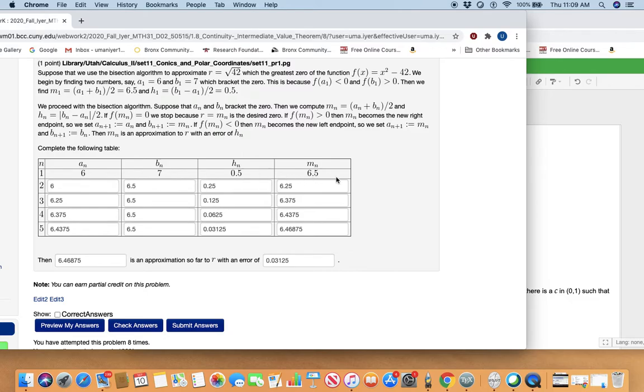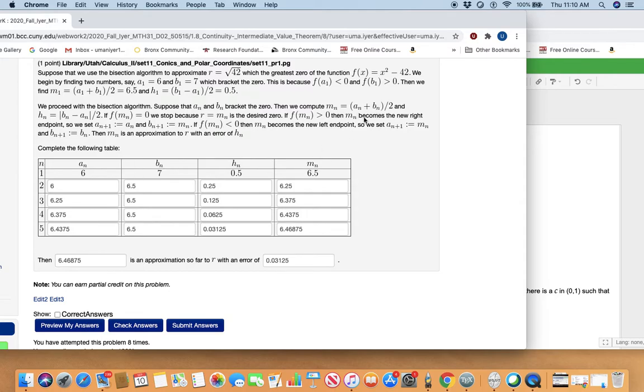How did these numbers arrive? A is 6, B is 7. That's their choice because they plugged it into my function f. One gives me a negative, the other gives me a positive. They plugged it in and checked. Okay. What is h? Take the distance between the two and divide that by 2. The distance between these two is 1, divided by 2 is 1/2 or 0.5. What is m? M stands for midpoint. The midpoint is halfway between these two.